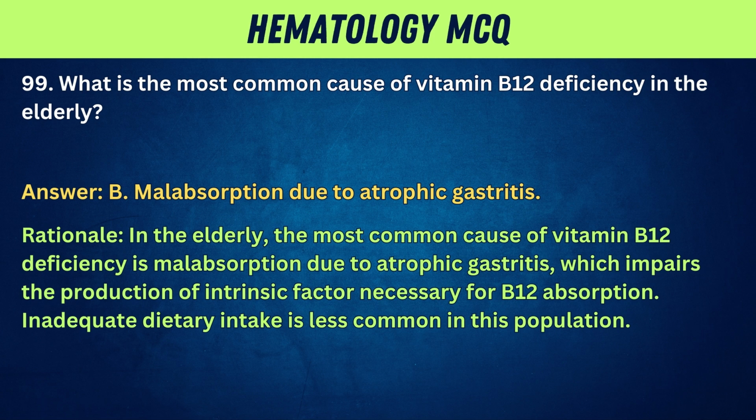Rationale: in the elderly, the most common cause of vitamin B12 deficiency is malabsorption due to atrophic gastritis, which impairs the production of intrinsic factor necessary for B12 absorption. Inadequate dietary intake is less common in this population.